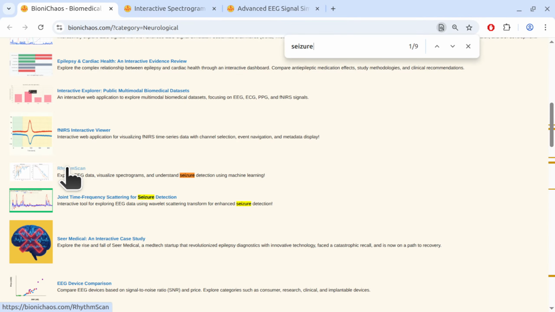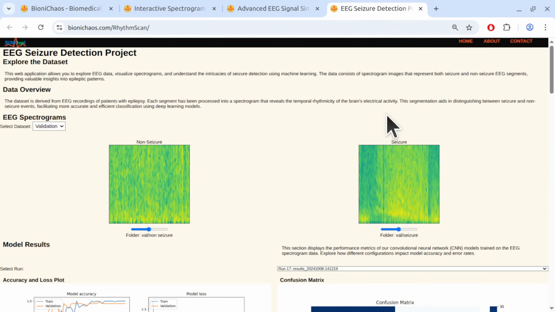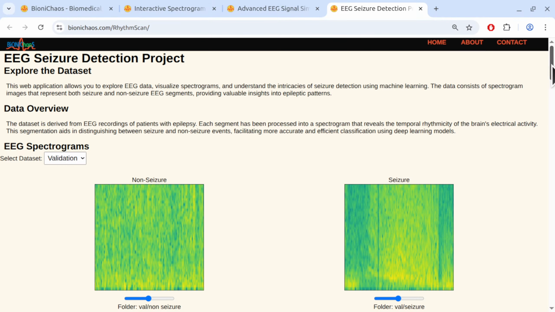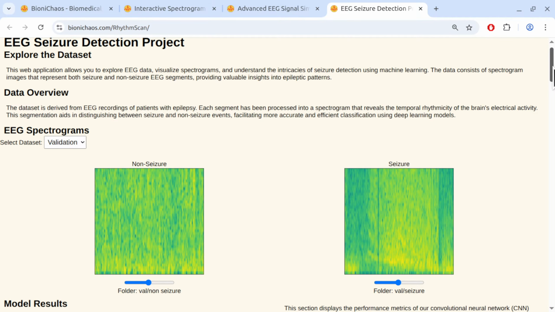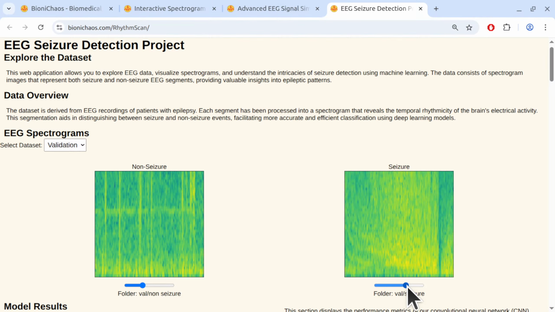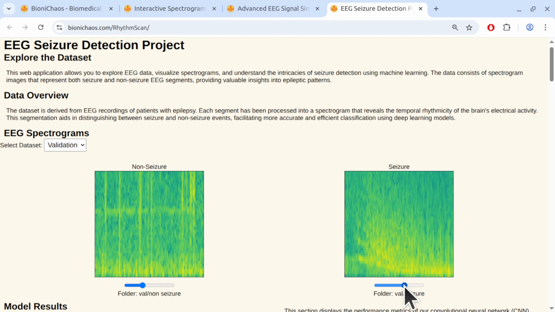What's the input? The core data it uses are these things called spectrogram images. They're basically sophisticated pictures derived from the EEG signals. Pictures of brain activity. In a way, yeah. They visually represent the rhythmicity, the timing patterns in the brain activity over time. And this visual format makes it much easier, especially for AI, to distinguish between a seizure event and normal brain activity.